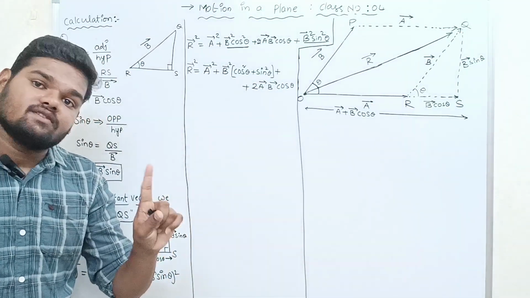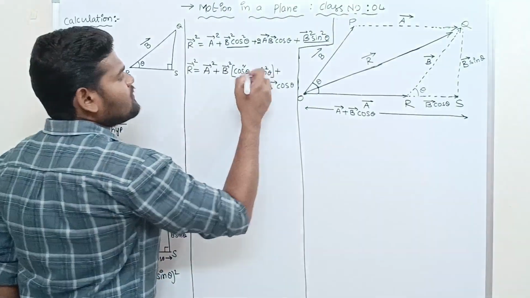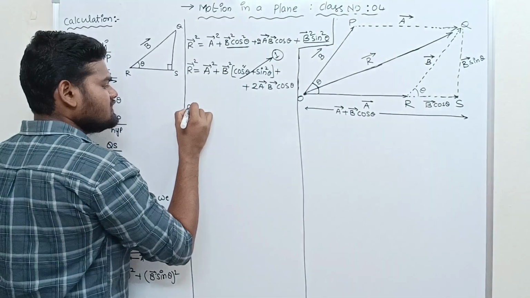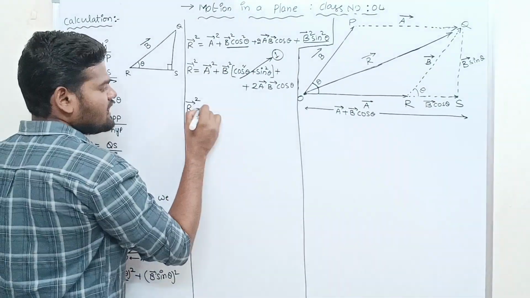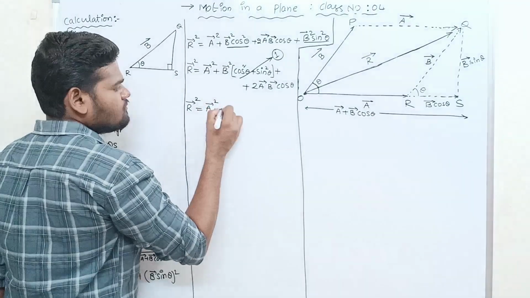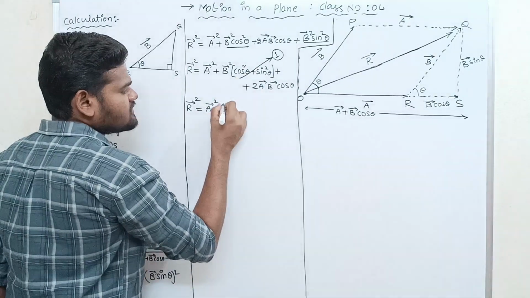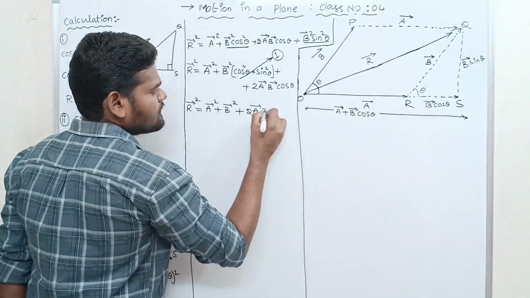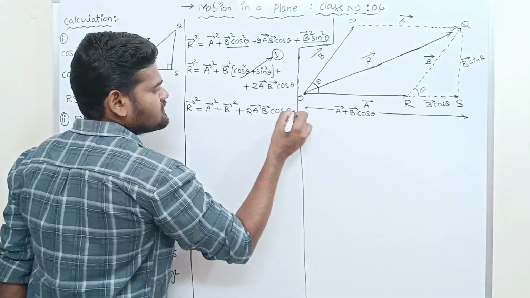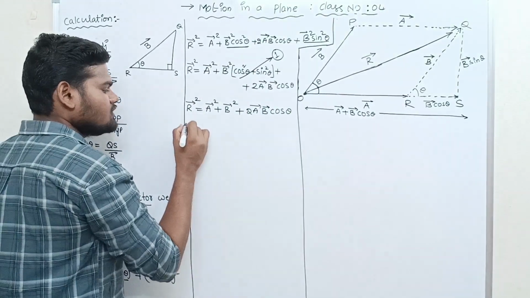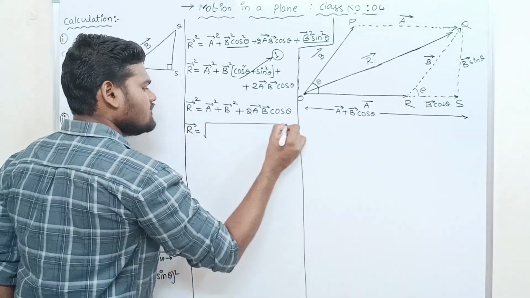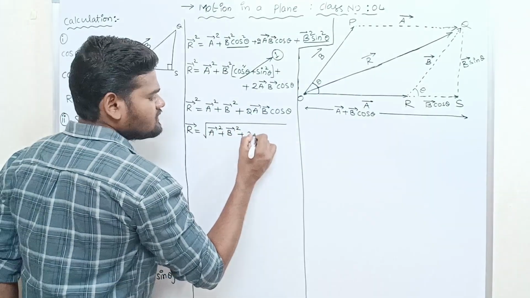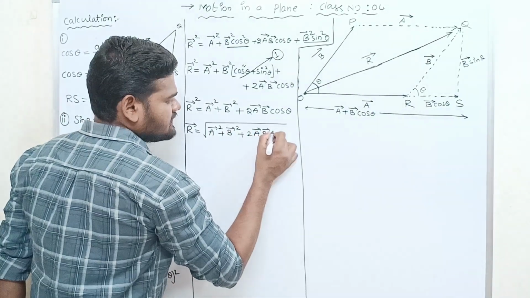So cos square theta plus sin square theta becomes 1. So 1 into B square. Finally, resultant square is equal to A square plus B square plus 2AB cos theta. If the square goes to that side, it becomes a root. So R bar is equal to under root of A square plus B square plus 2AB cos theta.